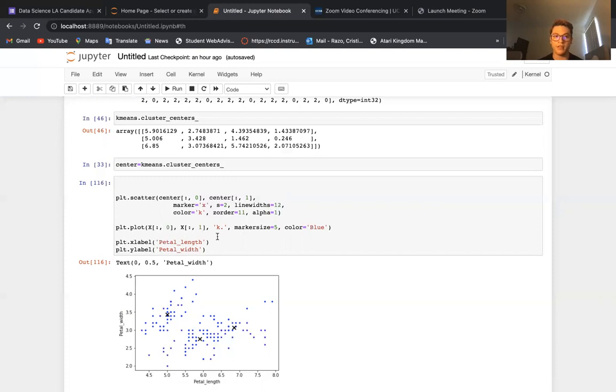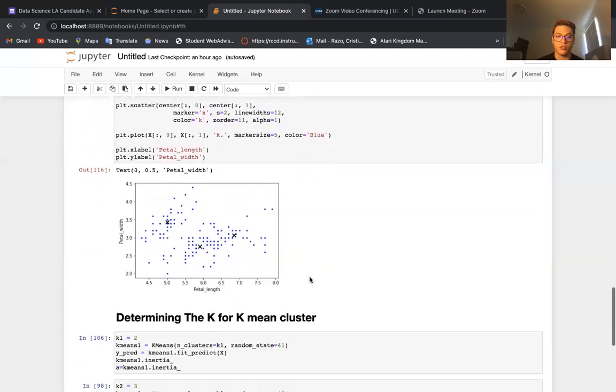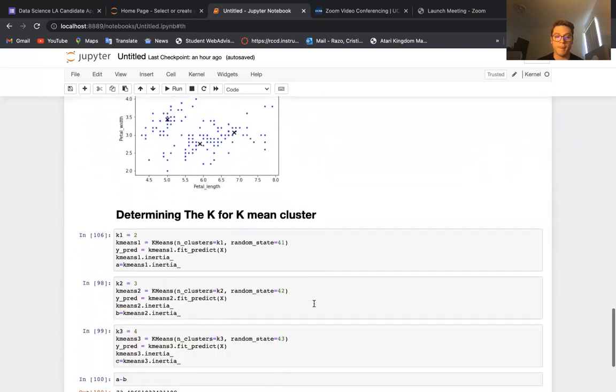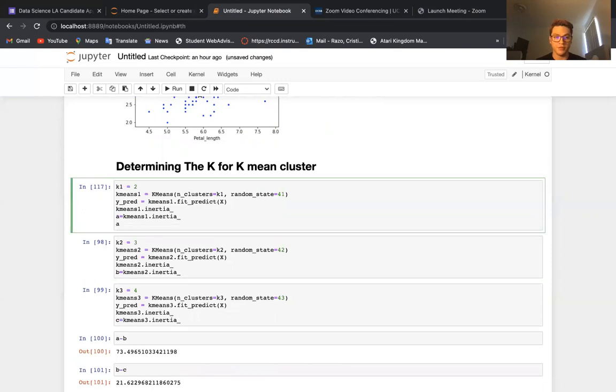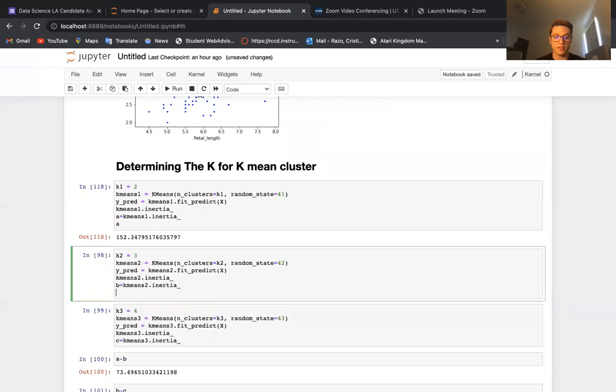Something I feel is cool to show is knowing when to choose how many clusters for k-means, when it's too much, when it's too little, or when it's just right. Now I will go more in depth down here on determining the k for k-means clusters. Here I have 3 examples: k1 equals 2, k2 equals 3, and k3 equals 4. In my first one, we could get a k-means inertia of, let me just do something real quick so we get a visual.